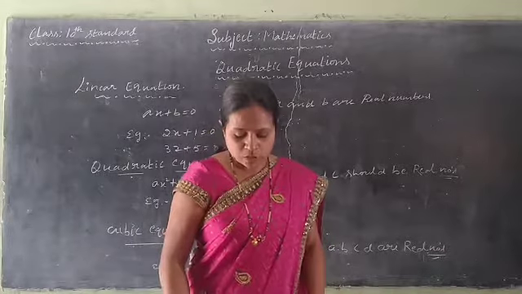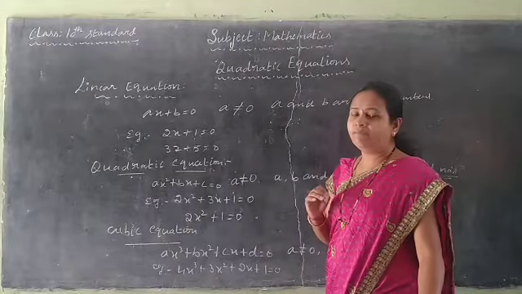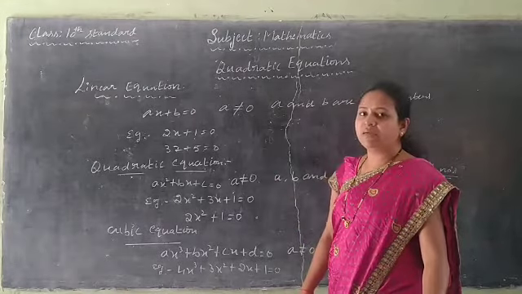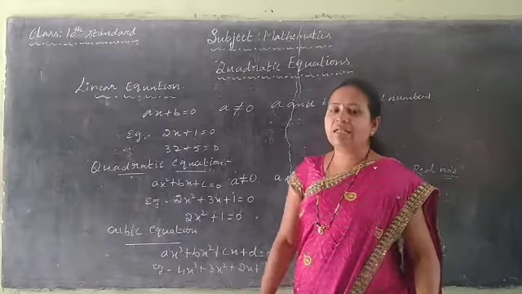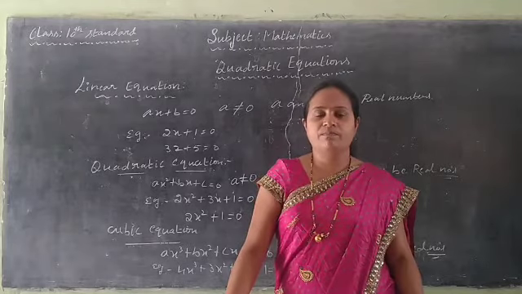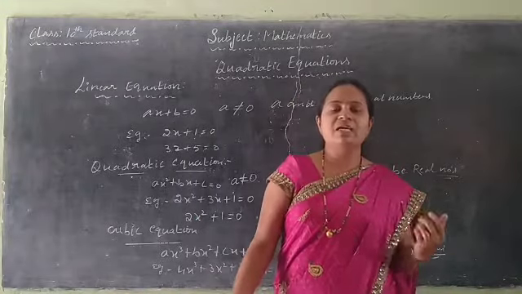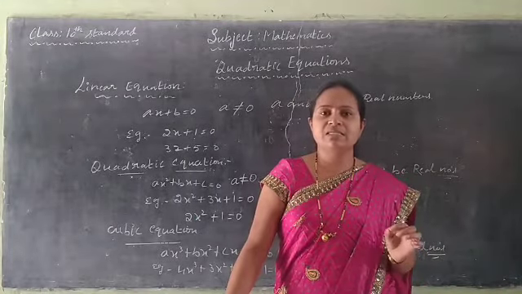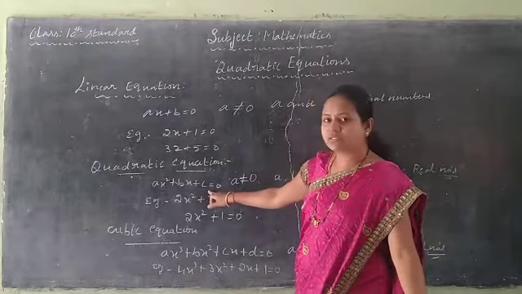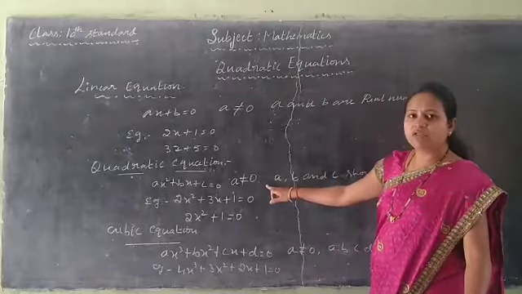Understood? Okay. So, children, we came to know about linear equations. What do you mean by linear equations? The equation which is in the form of ax plus b is equal to 0 is called a linear equation. In a linear equation, the highest degree is 1, children. Got it? And then quadratic equation. The equations which are in the form of ax square plus bx plus c is equal to 0 are called quadratic equations. Here a should not be equal to 0.